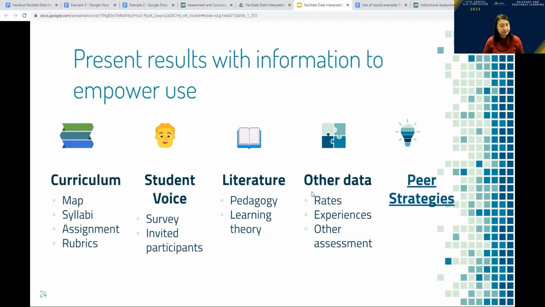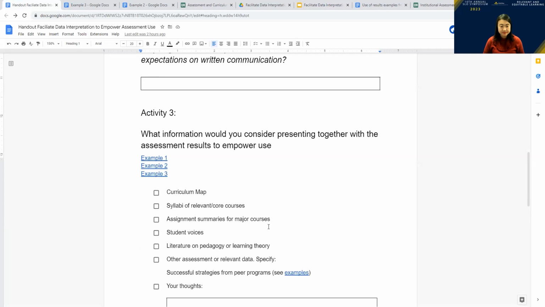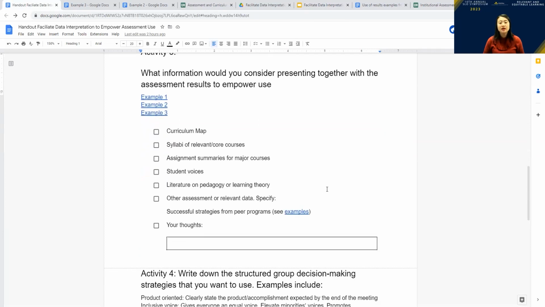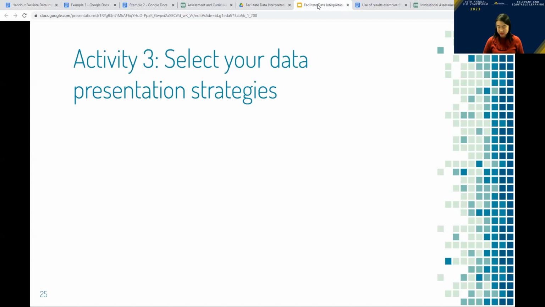Again, coming back. Your turn. Go to your handout. Have a moment of reflection. What might you do? Other things you can think of. 1 minute. Okay. Moving on.